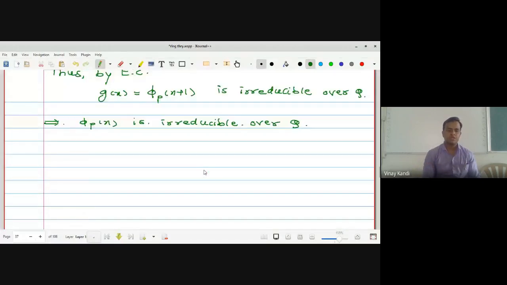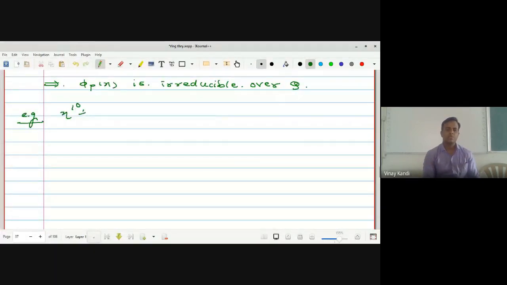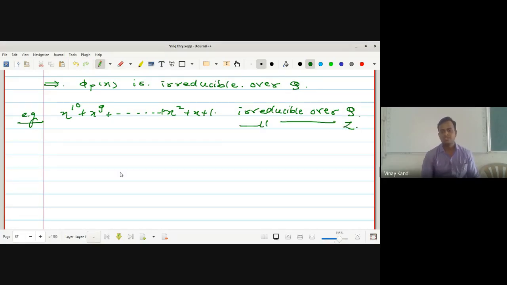So for example, x raised to 10 plus x raised to 9 up to so on x squared plus x plus 1 is irreducible over Q. Okay, and also irreducible over Z. It will be irreducible over Z also. Why? Because Z[x] is a subring of Q[x]. Okay, there is a theorem: D[x] is a subring of F[x], where F is the field of quotients of D. Okay, this is example number 1.